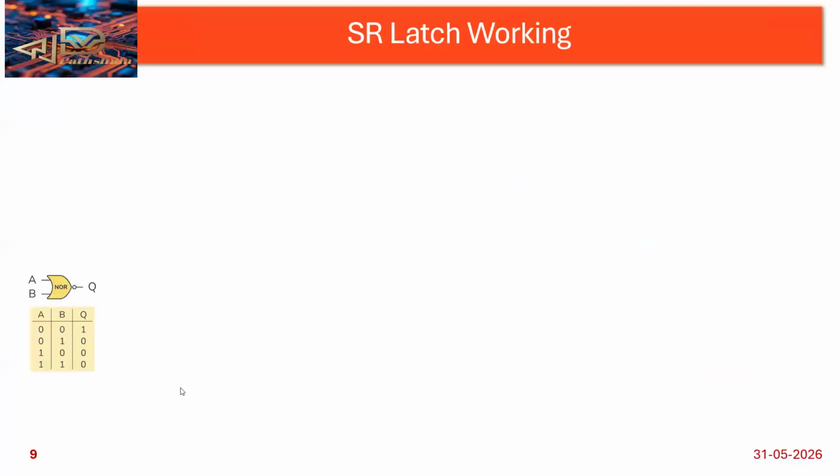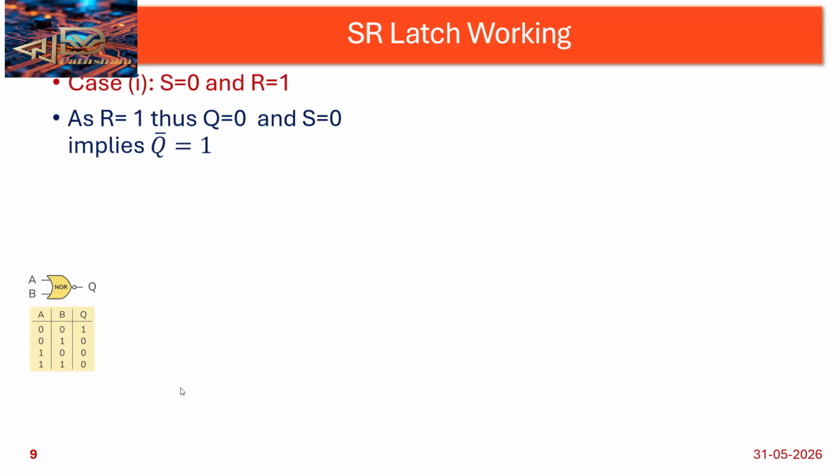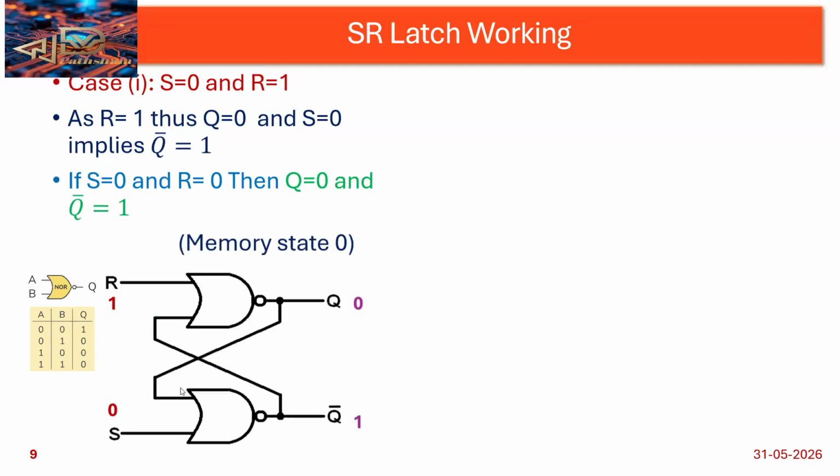Here the memory element shows how it is storing memory 0 and memory 1. In the memory 0 condition, case 1, S equal to 0, R equal to 1. So in this condition, the memory element should be in the 0 state, because R equal to 1 means resetting the output, so that will be stored as a 0. That's what I am showing here. So this is memory state 0, with R equal to 1 and S equal to 0.